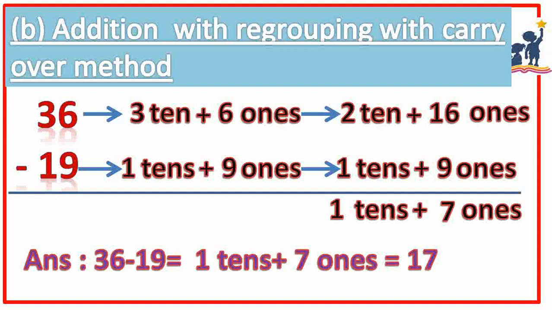Here 9 is greater than 6, so here we will write 3 tens plus 6 ones is converted into 2 tens plus 16 ones. So the solution becomes 16 minus 9 is equal to 7 ones and 2 minus 1 is 1 ten. So our answer becomes 36 minus 19 is equal to 1 ten plus 7 ones is equal to 17.